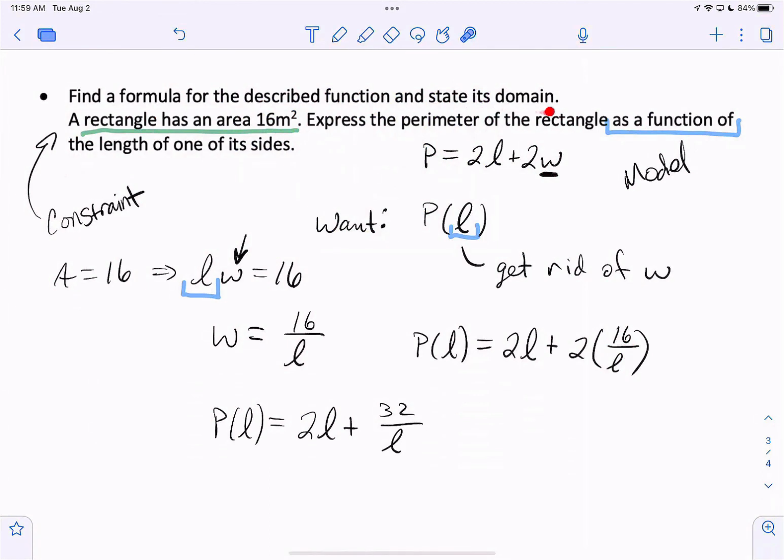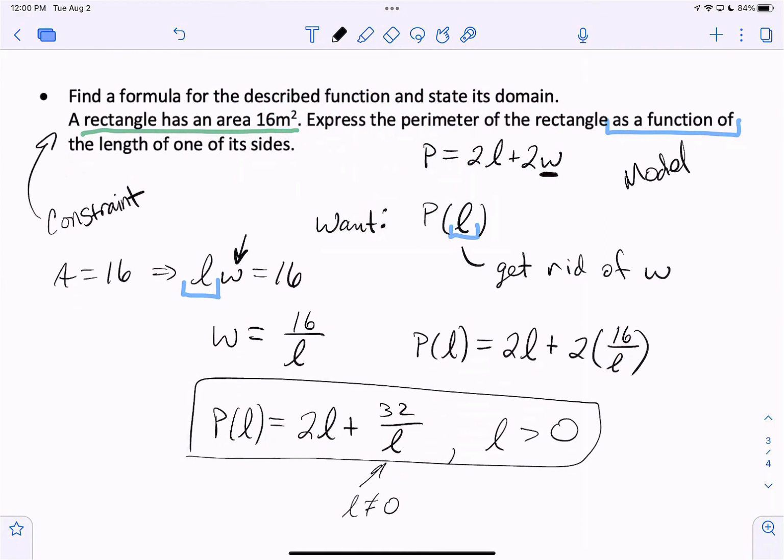We were asked for the domain of this function, and here we see that L cannot be 0. But we also know that a rectangle can't have a length that is a negative number. So just practically speaking, it doesn't make sense. So here we're going to say that L is greater than 0 as the domain of this function. That's what's referred to as an implied domain. It is implied by the physical situation that we're looking at.